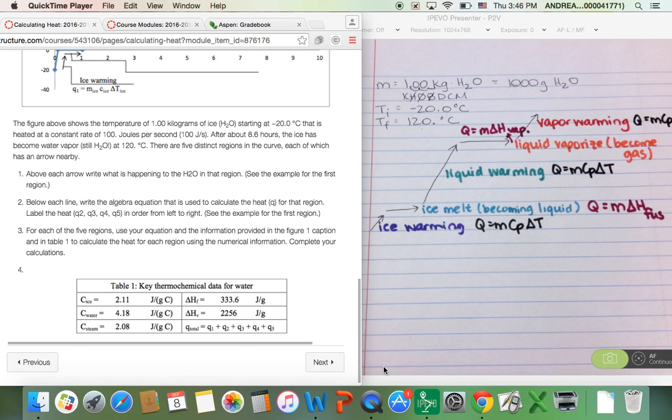So now we have the information we need to do part 3, which is answering the question, how much energy is it going to take for 1 kilogram of water.